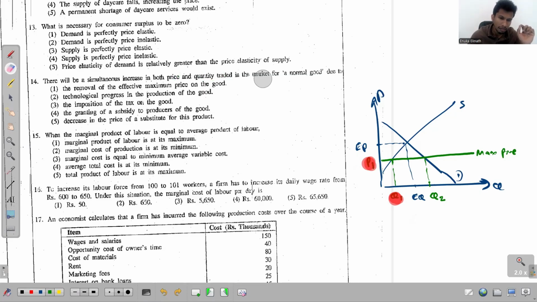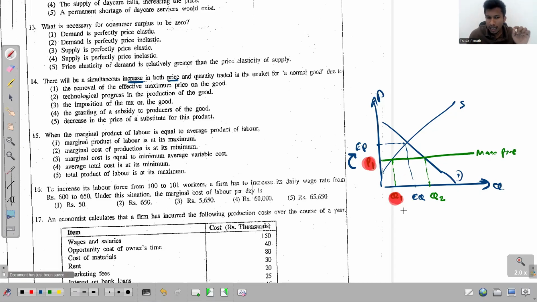And what's going to happen in this market now? The government is going to remove this effective maximum price. So when this maximum price is removed, what will happen in the market? The market price will once again be the same as the equilibrium price, which means the market price will increase. And that's one thing that we need to happen. Market price should increase.